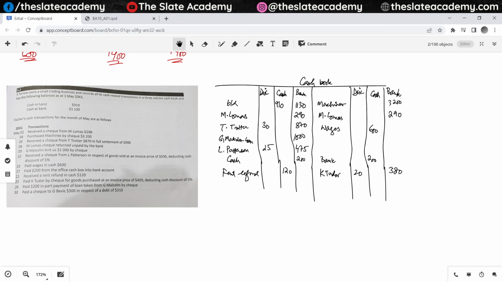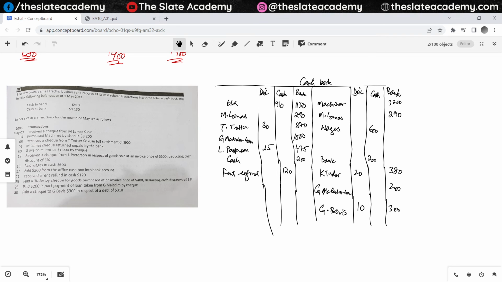So 200 in bank, G Malcolm loan, and yes, that's it. And then paid a check to G Bevis. Payment for which we have a $10 discount. Payment is 300. That settles the account of G Bevis, or that is a payment to G Bevis. Okay, that's it.